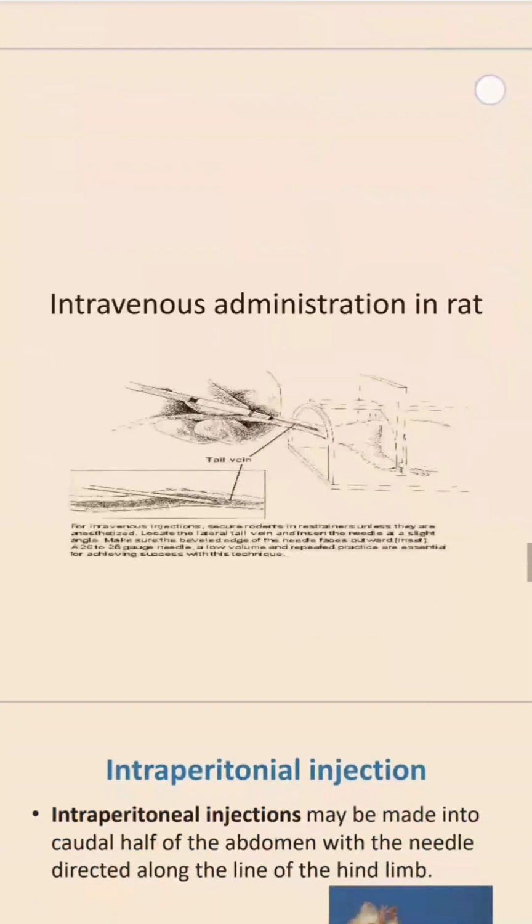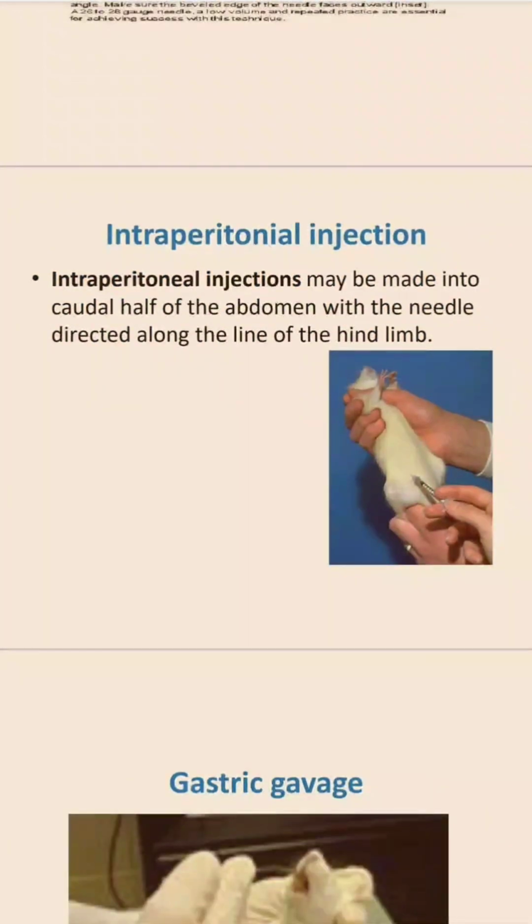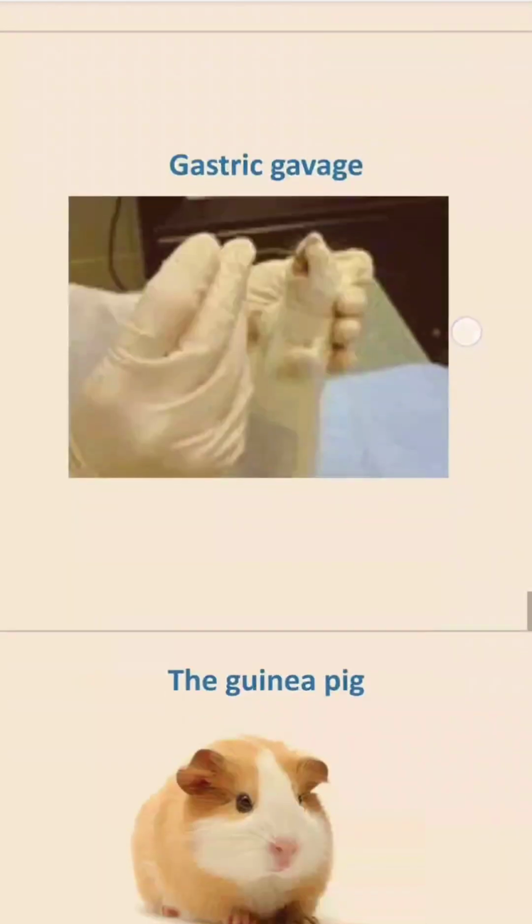Note that bites from the rat are uncommon and will typically only occur if the animal is stressed or in pain. We can give IV administration in rats. Intraperitoneal injections may be made into the caudal half of the abdomen with the needle directed along the line of the hind leg. This is the gastric lavage.